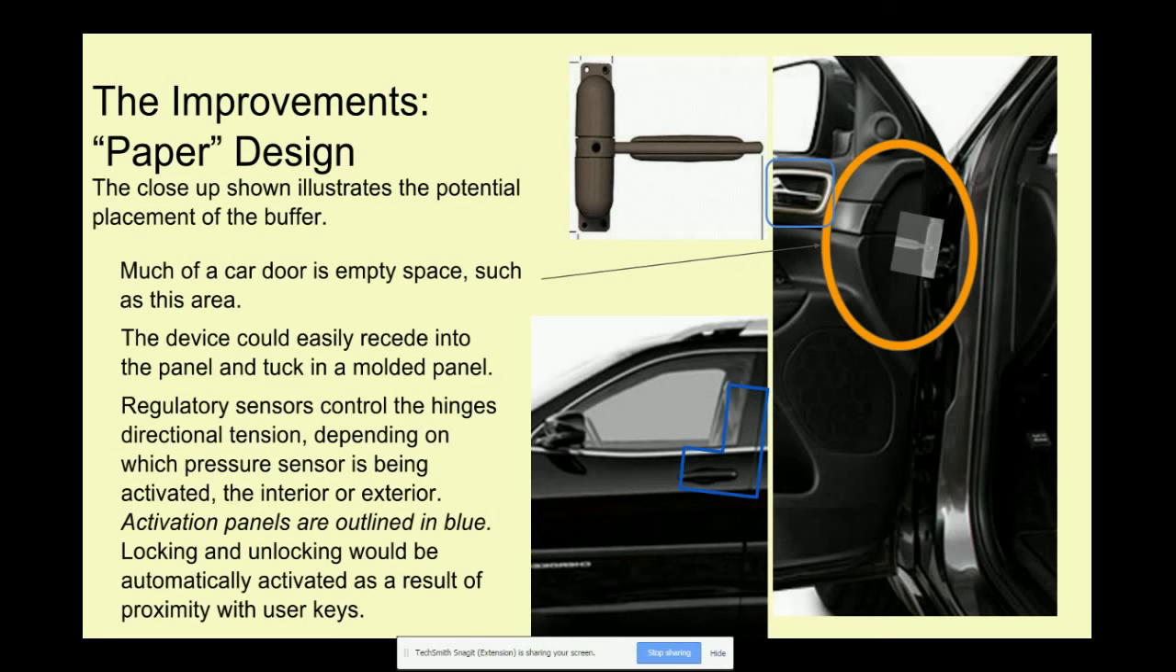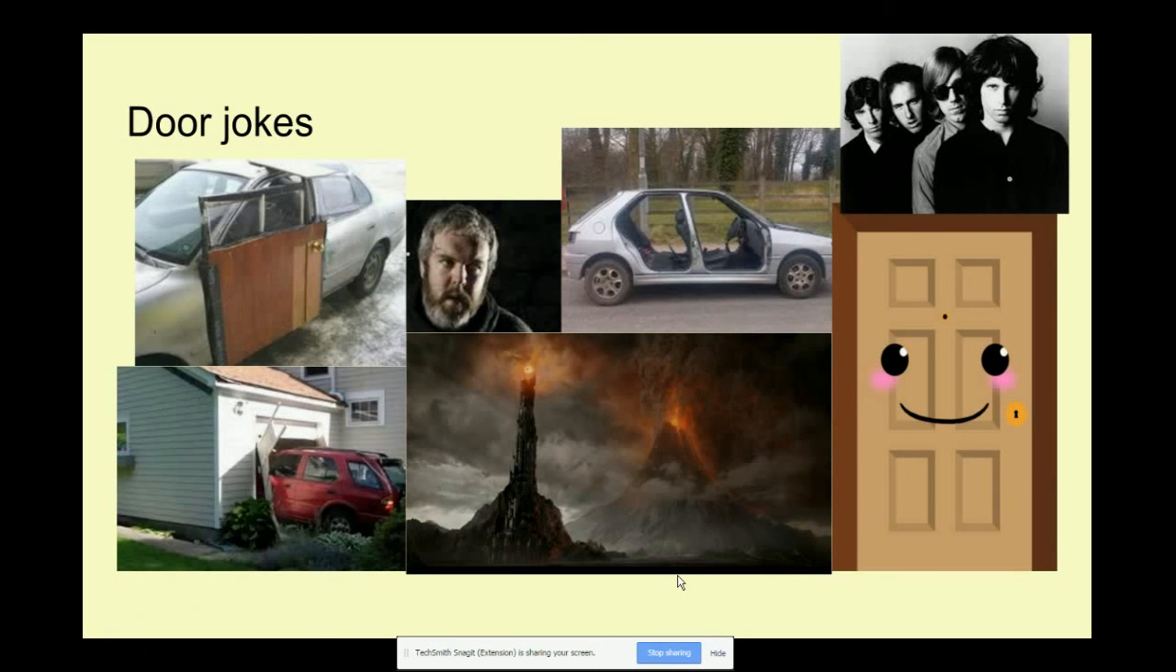Regulatory sensors control the hinge's directional tension, depending on which pressure sensor is being activated, the interior or exterior. Activation panels are outlined in blue. Locking and unlocking would be automatically activated as a result of the proximity with the user's keys. And finally, we have the door jokes.